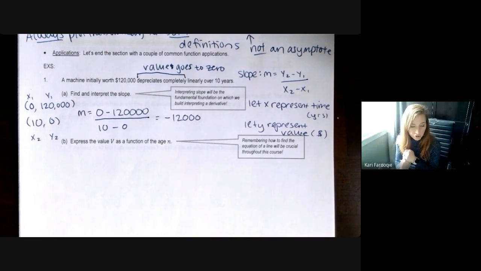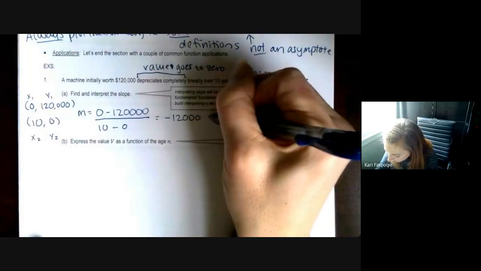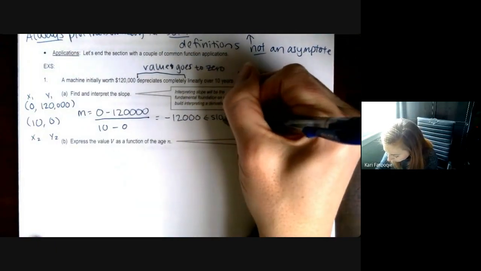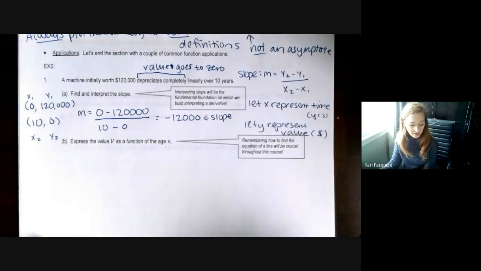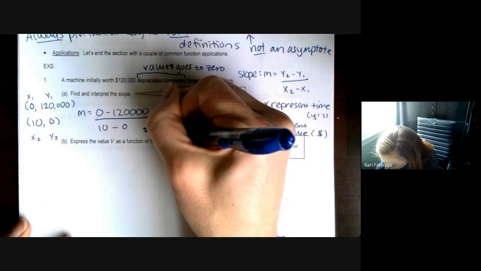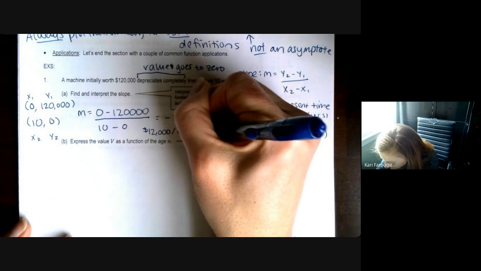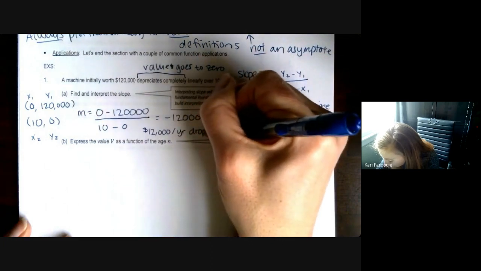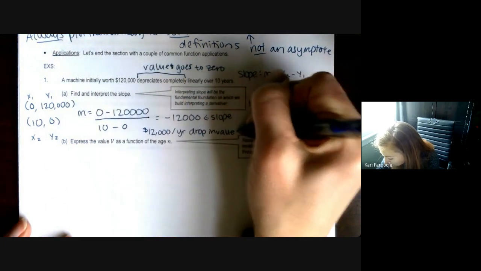The next thing you have to do is interpret the slope. Now, a negative slope is representing this depreciation here. It's showing that the value is decreasing over time. So we're going to say that this is the slope itself, but to interpret the slope, we're going to say that this represents $12,000 per year lost in value. Per year drop in value.